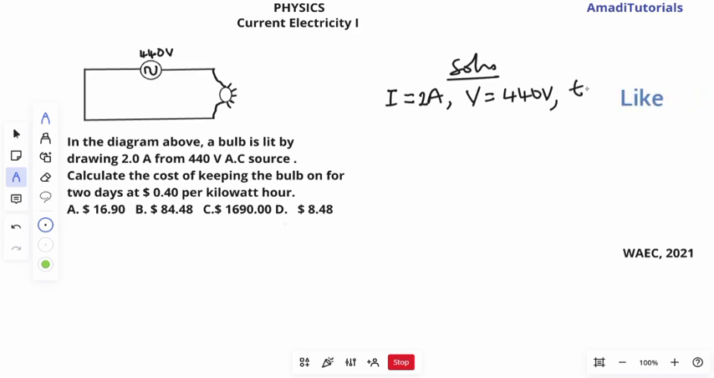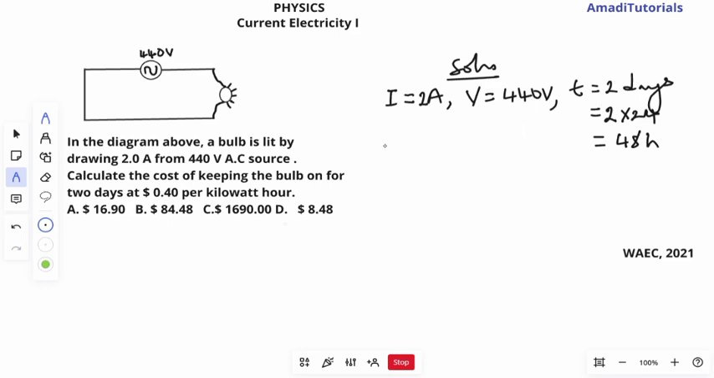Okay, we should calculate the cost of keeping it running for 2 days. That's our time, equals to what? 2 days. In calculating the cost of electrical energy, the time is usually expressed in terms of hours. So convert 2 days to hours. That would be 2 times 24, because 24 hours makes a day. So 2 days will be what? 2 times 24, which will give you 48 hours. So we've converted that.